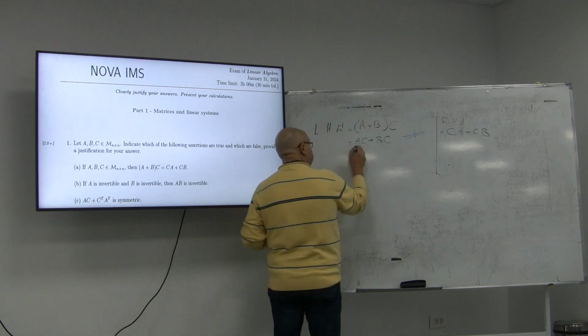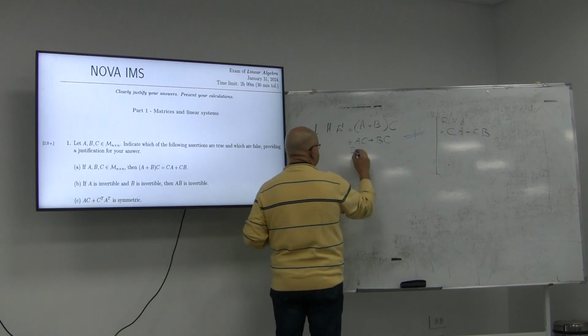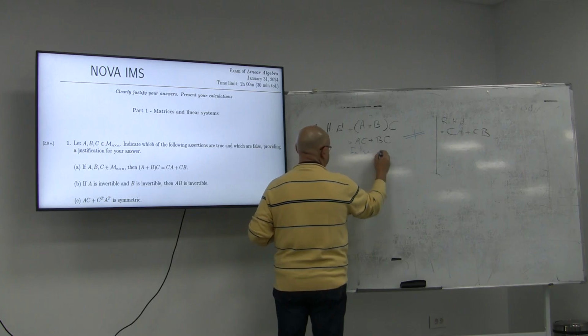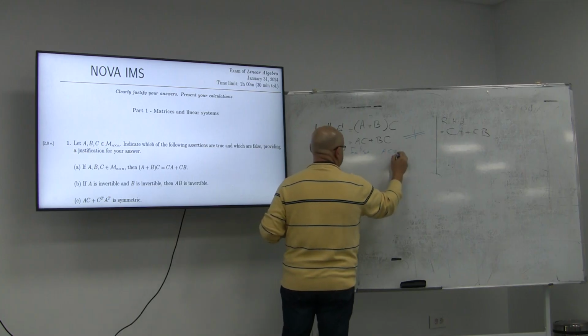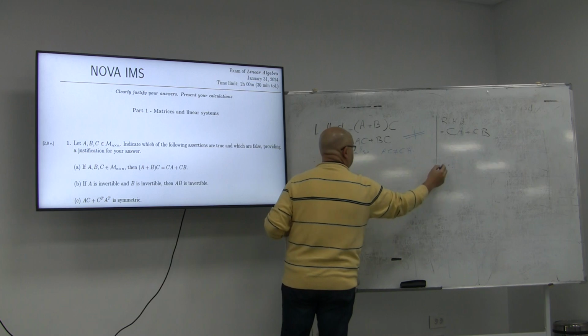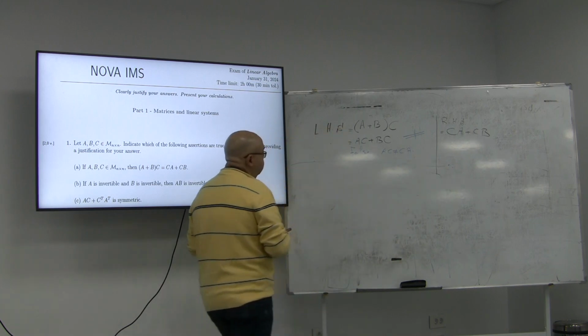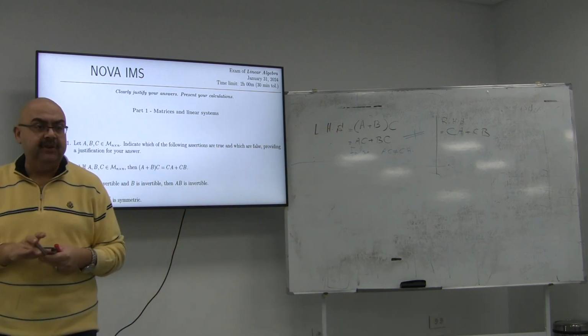And the reason is that multiplication of matrices is not commutative, so AC doesn't equal CA. I believe this is enough for the first one.